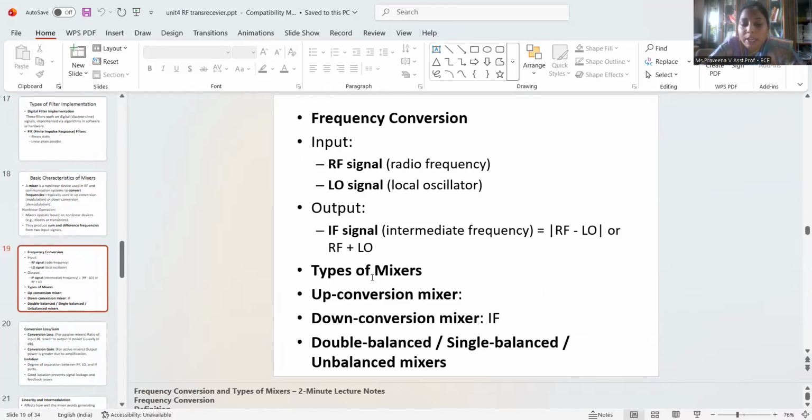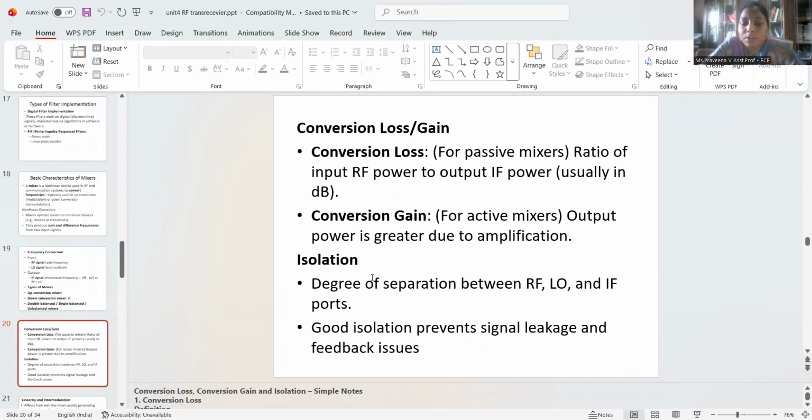Okay. Then what are the types of mixers? Up conversion converts a low frequency into a high frequency signal, and down conversion converts a high frequency into a low frequency signal. And the unbalanced mixer is widely used in simple or low cost communication circuits. We are using an unbalanced mixer. Then the single balanced mixer suppresses both RF and LO leakage, that is radio frequency and local oscillator leakage. It is widely used in RF systems, and that is the main concept.